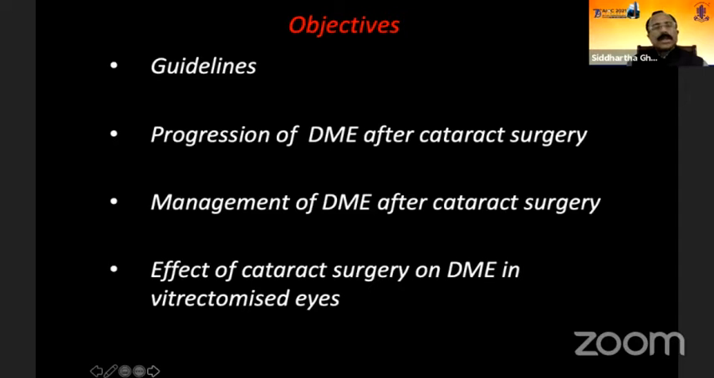We will see there are many guidelines, we'll talk about what the guidelines have to say. Then we will talk about the progression of DME after cataract surgery, management of DME after cataract surgery, and effect of cataract surgery on DME. So these are the few topics we're going to talk about.